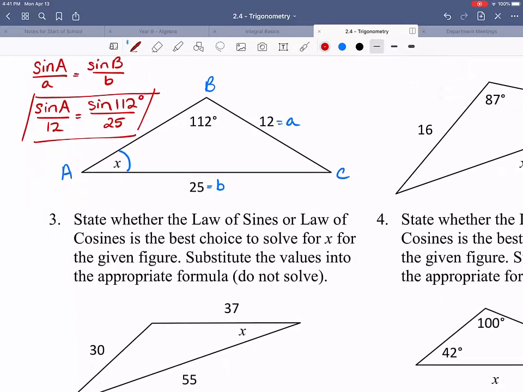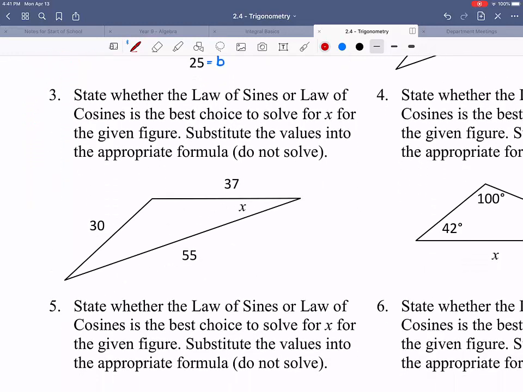All right, next problem. Same directions. So, what do I have here? Do I have any angles? Nope, I don't. If I have no angles at all, I have to use the law of cosines. I don't have a choice. Now, since I am looking for an angle, the law of cosines says to make life easier, we're going to call that angle A. The one we're looking for is always angle A. So the other two angles don't matter.